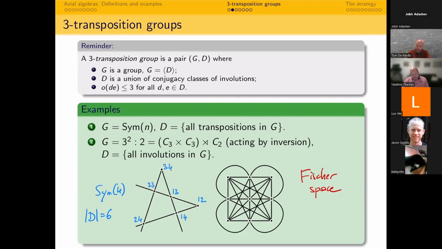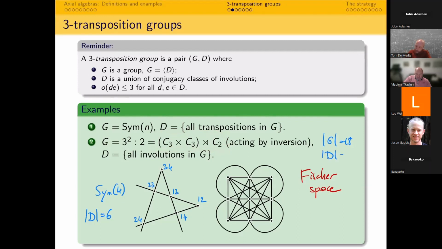The second example, the picture on the right, is already a bit more complicated. It's the picture you get from the group that I denoted here by 3 squared colon 2, a typical finite group theory notation. It's shorthand for this: I take 2 copies of C3, so an elementary Abelian group of order 9, and then I act on it by inversion and take the semi-direct product. Then I get a group of order 18.